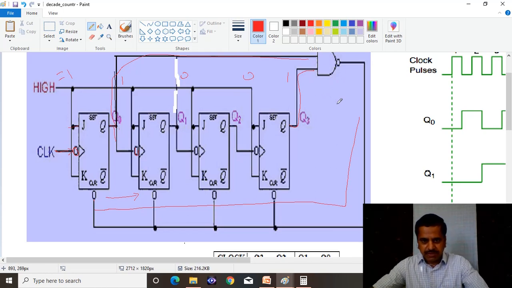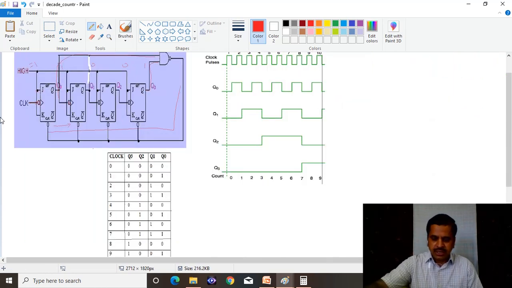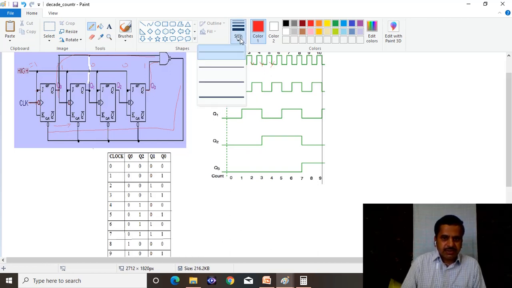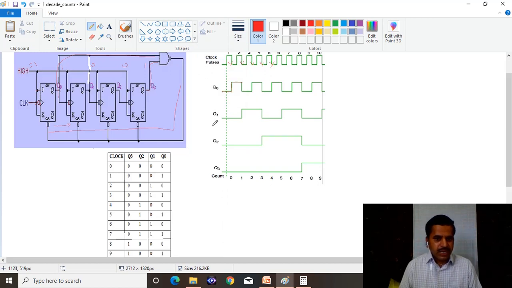Here see the working of this circuit. When the first clock pulse is applied, at the falling edge of the clock pulse, Q0 changes its state from 0 to 1. When it goes from 0 to 1, the second flip-flop does not change. Second, third or any subsequent flip-flops change their states only on a 1 to 0 transition. Here there is no change, it is 0.